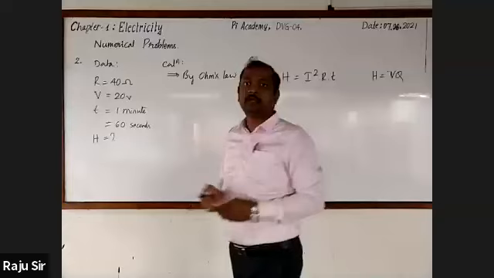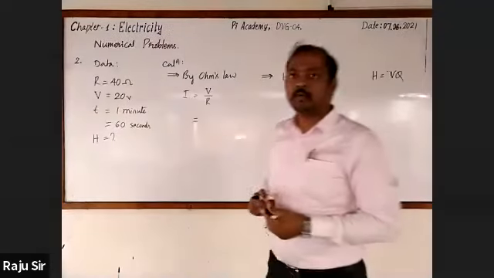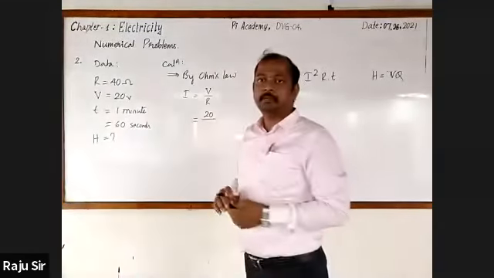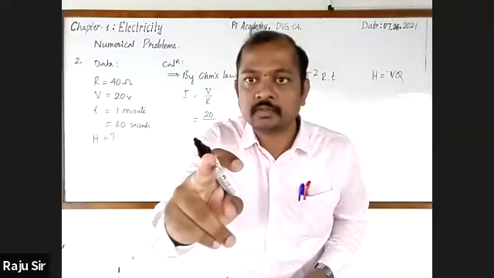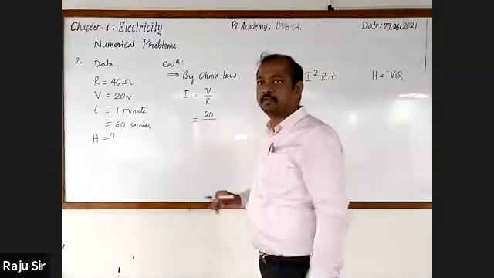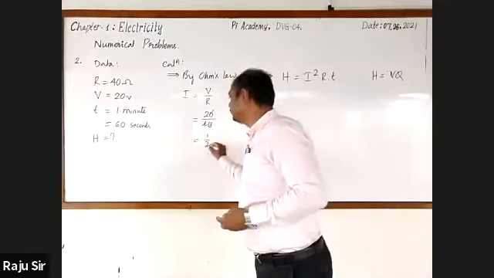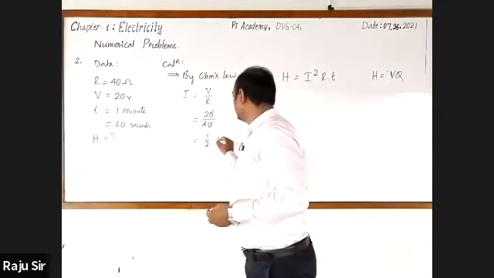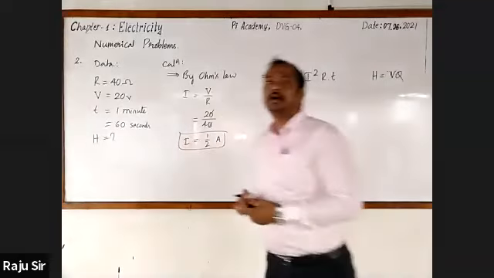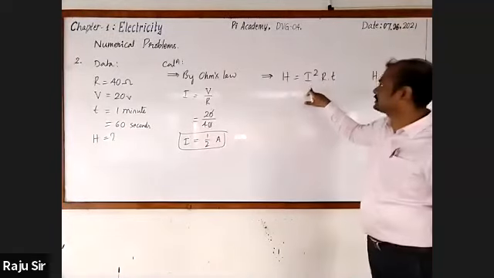By Ohm's law, we can write I = V/R, where the voltage is 20 volts divided by the electric resistance, which is 40 ohm. The zero gets cancelled, so it is 1 by 2 amps. Electric current is 0.5 amps.